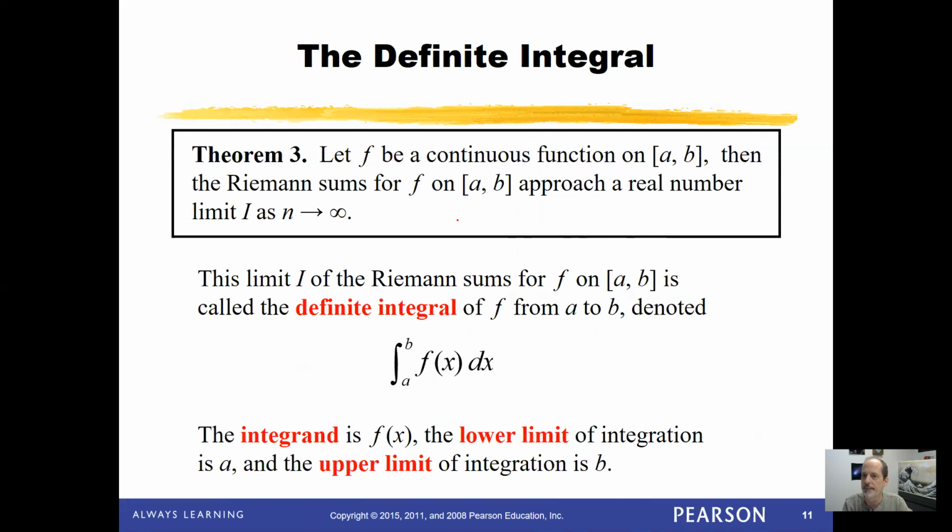All right, so that sets us up for the definite integral. If f is a continuous function on a closed interval from a to b, then the Riemann sums for f on [a, b] approach a real number I as n goes to infinity. And that limit itself is called the definite integral of f from a to b. And guess what? It's the integral from a to b of f of x times dx. So the integrand, that's just saying that a is the lower limit and b is the upper limit of the integration.